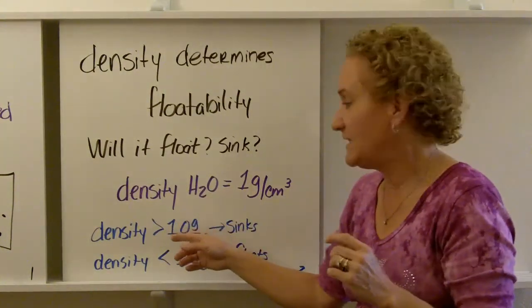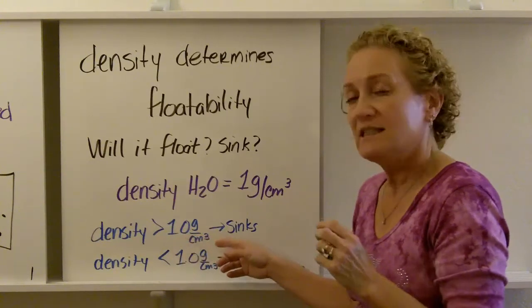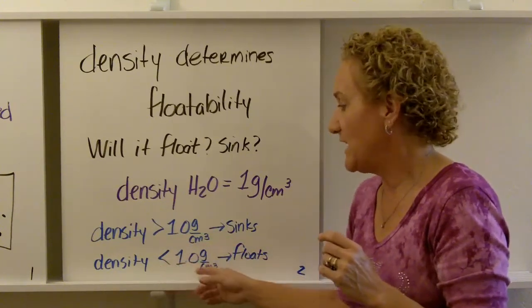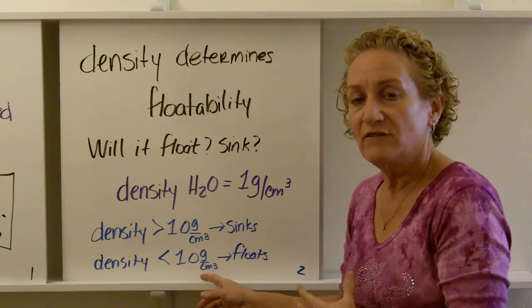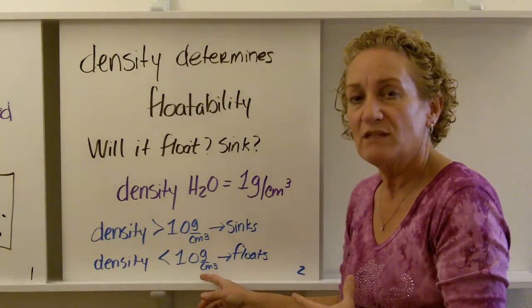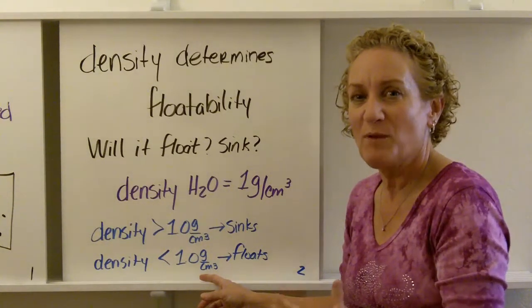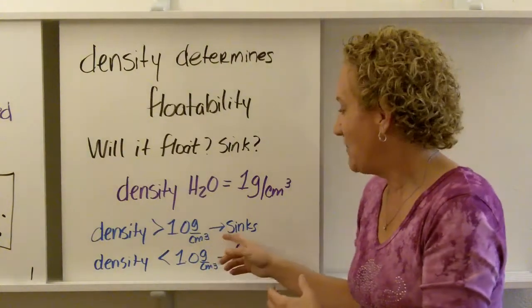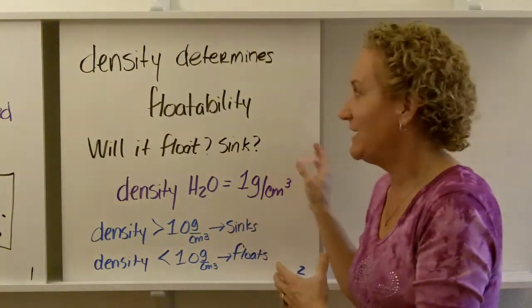If you have something with a density that's greater than 1, it's going to sink. If you have something with a density that's less than 1, it's going to float. So what do you think if you have something with a density of 1? That's right. Remember my magic word flink, which is a combination of sink and float? It's going to flink.